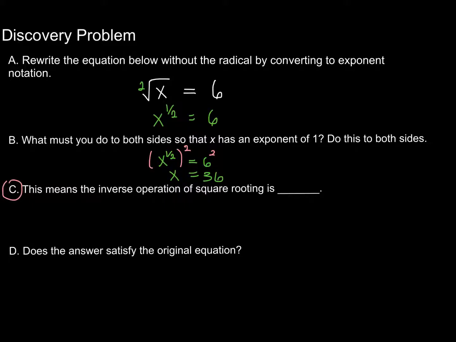All right, so what does this mean the inverse operation of square rooting is? Well, notice that we were square rooting x, and then to undo that operation, in other words, for us to be left with x, we had to square both sides. And you can see that very clearly. Squaring undoes the raising of x to the 1/2 power because we multiply the two exponents there, and so we're left with an exponent of 1. So this means the inverse operation of square rooting is squaring.